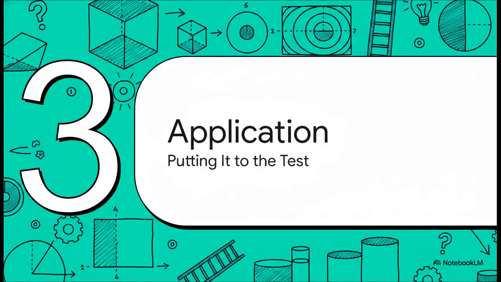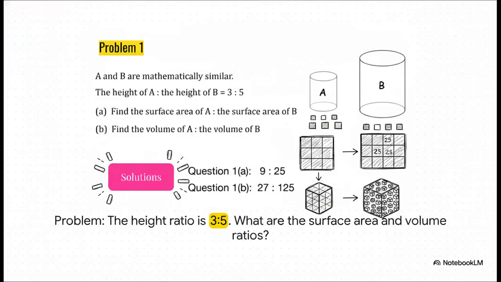Okay, enough theory. Let's put this thing to the test. The best way to really see how powerful this little rule is, is to try it out on a couple of examples. Let's do it. All right, first problem. We're told the height ratio, which remember is just a length ratio, is 3 to 5. Cool. So what's the ratio of their surface areas? Well, our rule says we just square the lengths. So 3 squared is 9, 5 squared is 25. The area ratio is 9 to 25.